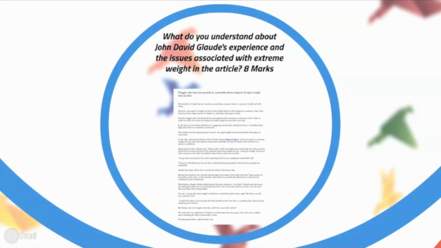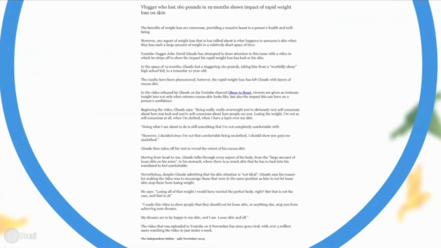or you can pause the video in just a moment. I want you to read all the way through it, and then I want you to have a go at this question: what do you understand about John David Glaude's experience and the issues associated with extreme weight in the article? Okay, now remember that you need to show that you've read the full article, so you need to pick quotes from the beginning, the middle and the end. So there we go, that's it. It's zoomed in just a little for those of you that don't want to go and download the article. Pause the video now and have a go.